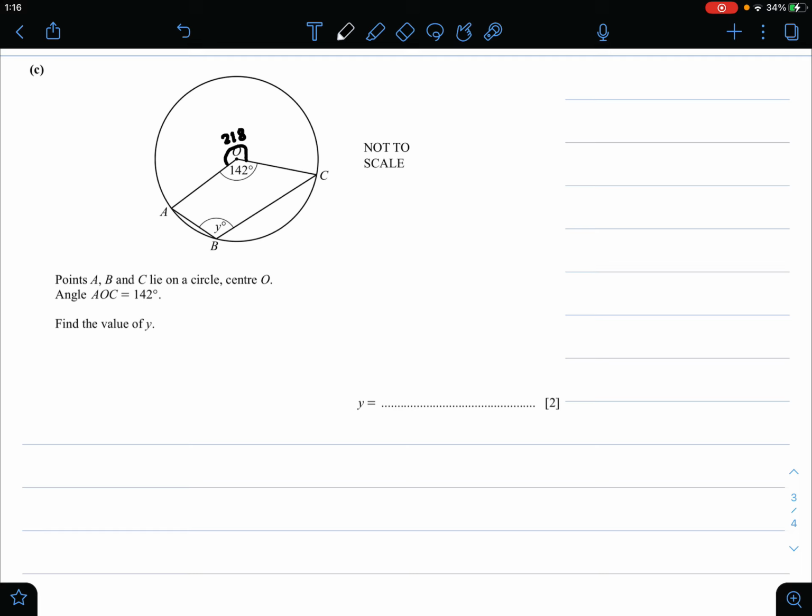And therefore now we can use the rule that the angle at the center of the circle is twice the angle at the circumference. So the angle at the center of the circle that we just found as 218 is twice the angle at the circumference. So the angle at the circumference, that is y in this case, would be equal to half of the angle at the center, that is half multiplied by 218. Therefore y would be equal to 109 degrees. Therefore 109 degrees will be your final answer for part C of this question.